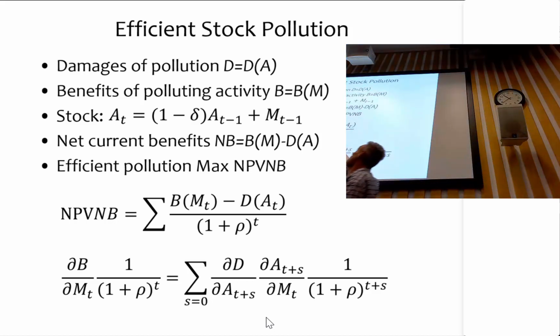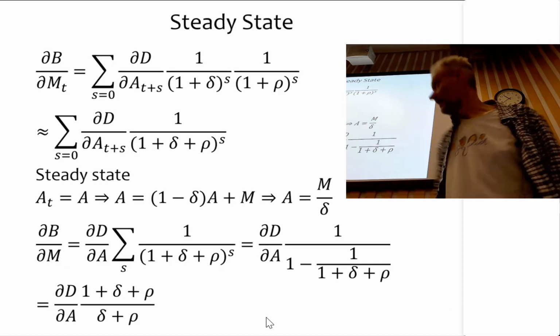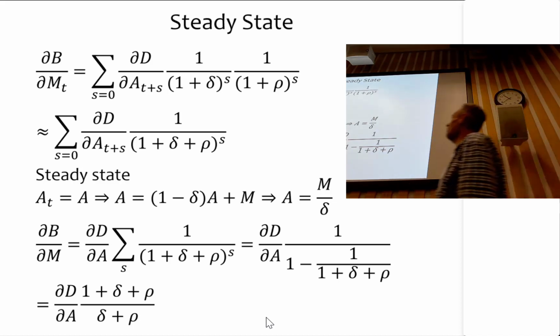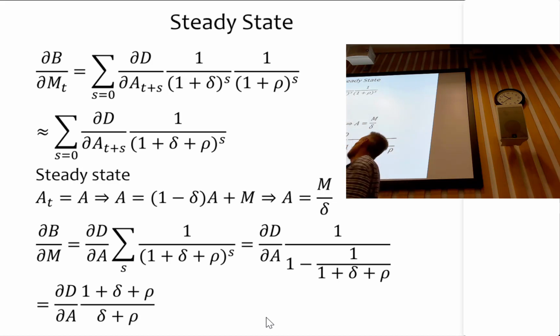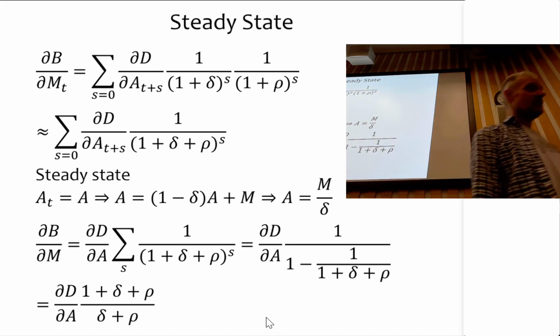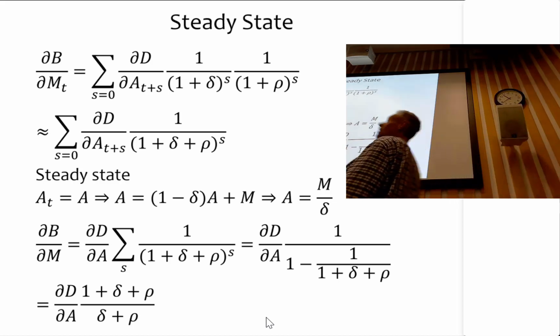Because if we emit 1 today, we're going to add to the stock 1. And then next year, there's 1 minus delta left of that. And then in 2 years, it's 1 minus delta squared that is left of that. And in 3 years, 1 minus delta to the power 3 is left of that, right? So this term is actually simple. It's 1 minus delta to the power s, right? So that's a relief, right? So we have 1 minus delta to the power s times 1 plus rho to the power s. Delta is how much the problem disappears over time. Rho is how much we care less about things that happen in the future. And that expression there is roughly equal to the expression that you see there. 1 minus delta to the s times 1 plus rho to the s is roughly equal to 1 plus delta plus rho to the power s, provided that your delta and rho are relatively small.